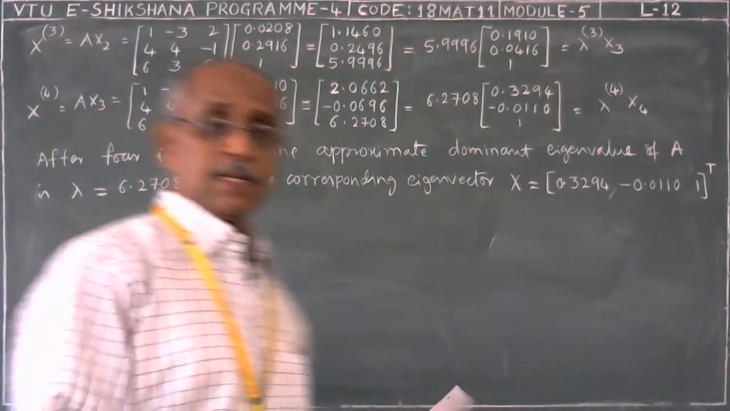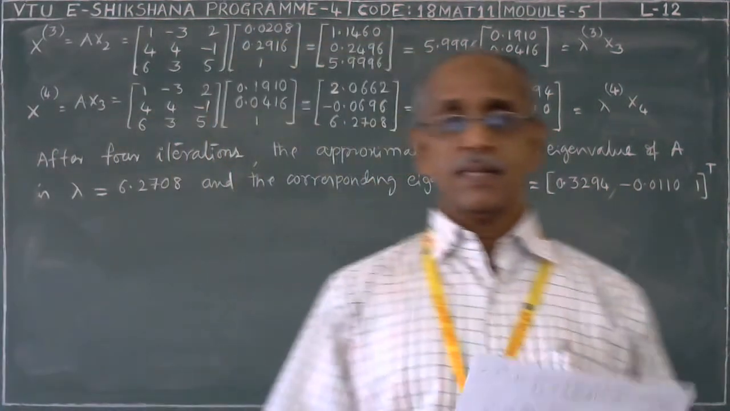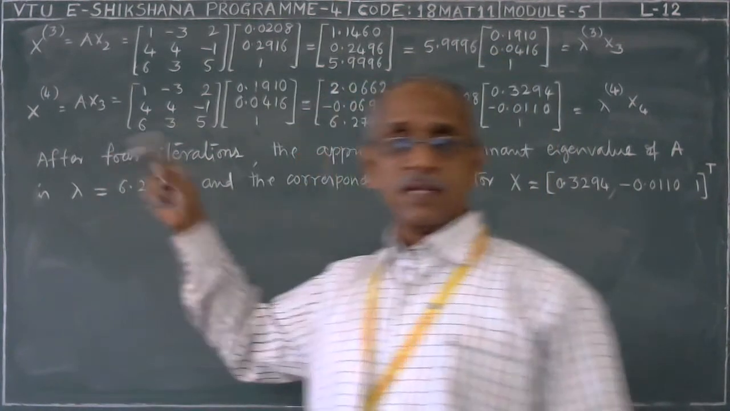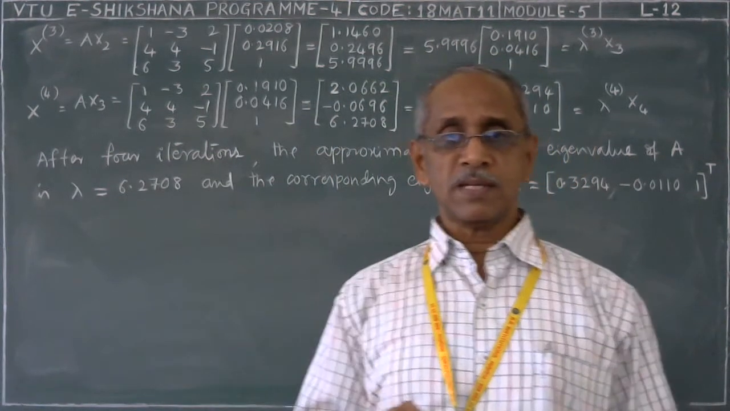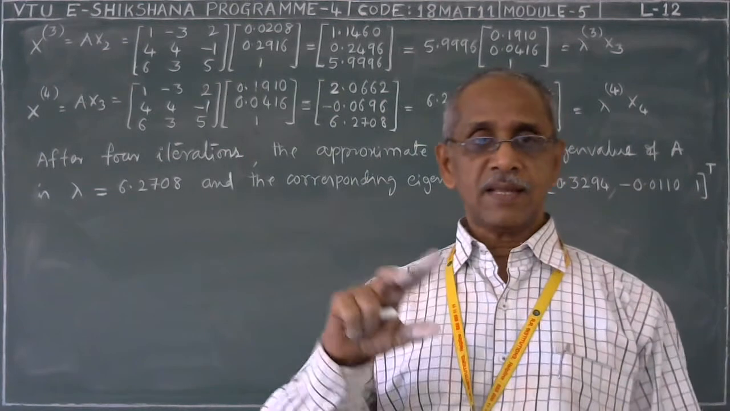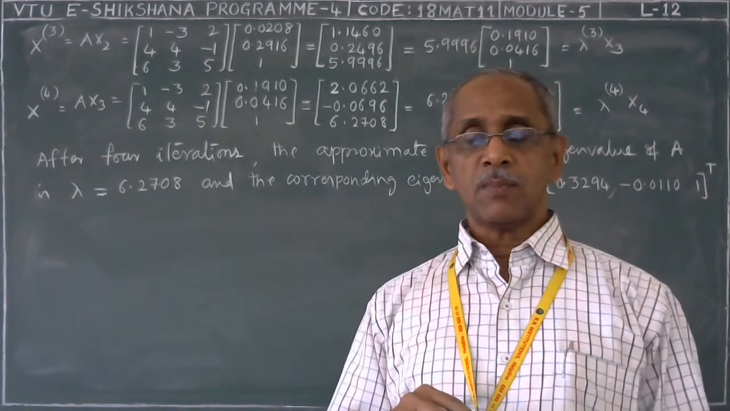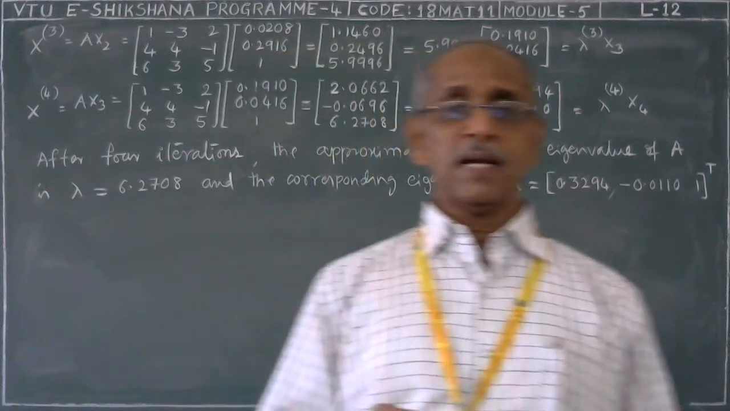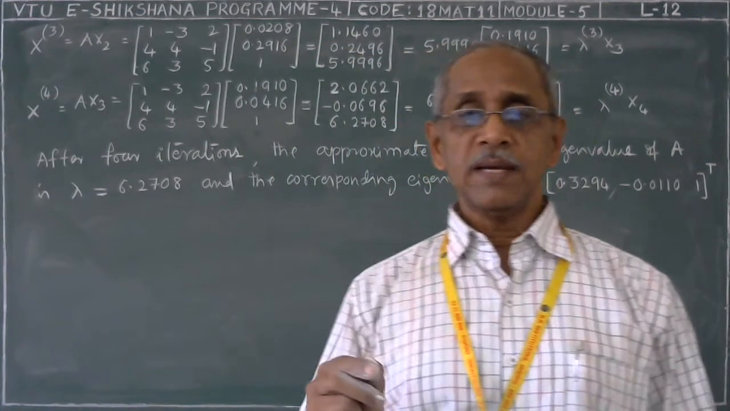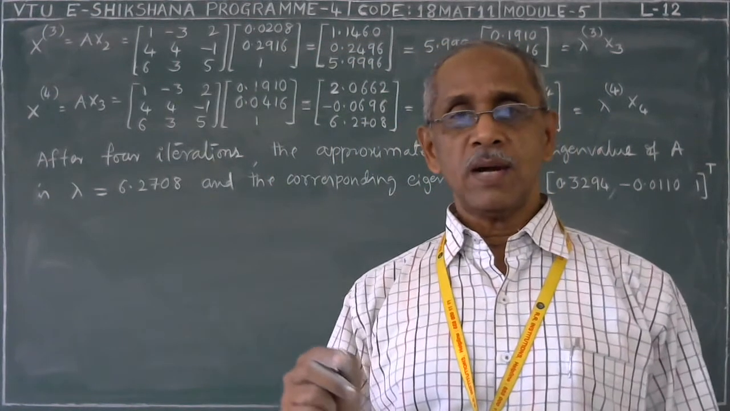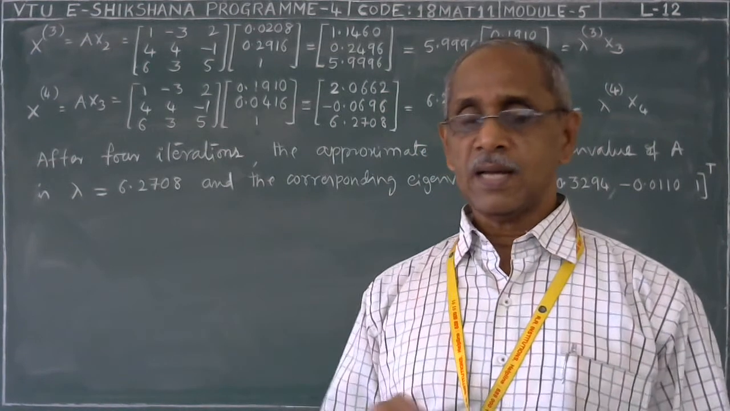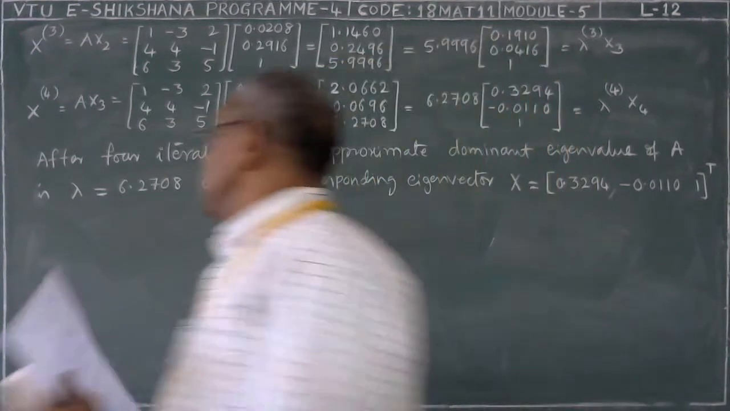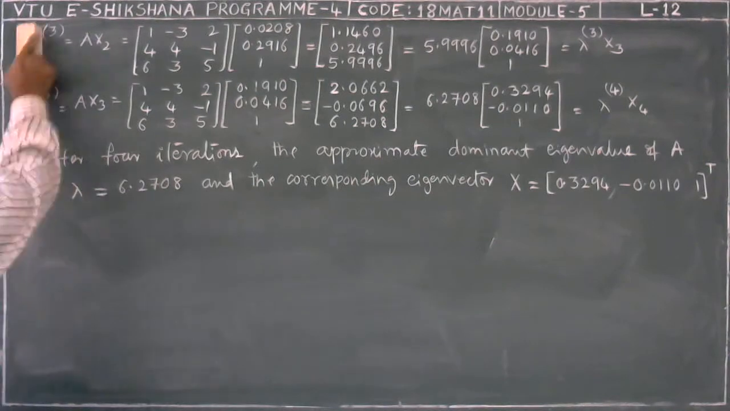If the number of iterations is not specified, then we have to keep on checking the two successive approximations, whether they are the same or not up to the desired accuracy. If they are the same, we can stop there and write down the dominant eigenvalue and the corresponding eigenvector. Otherwise, we have to continue. So, let us look at the second example.